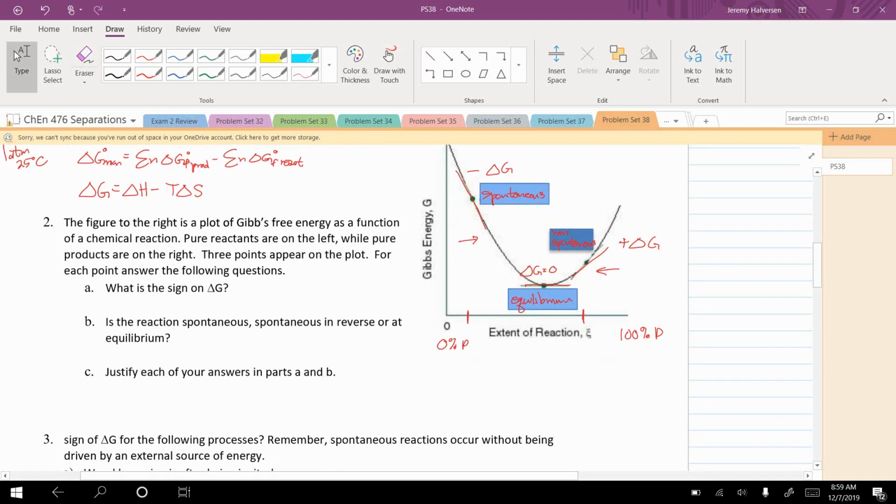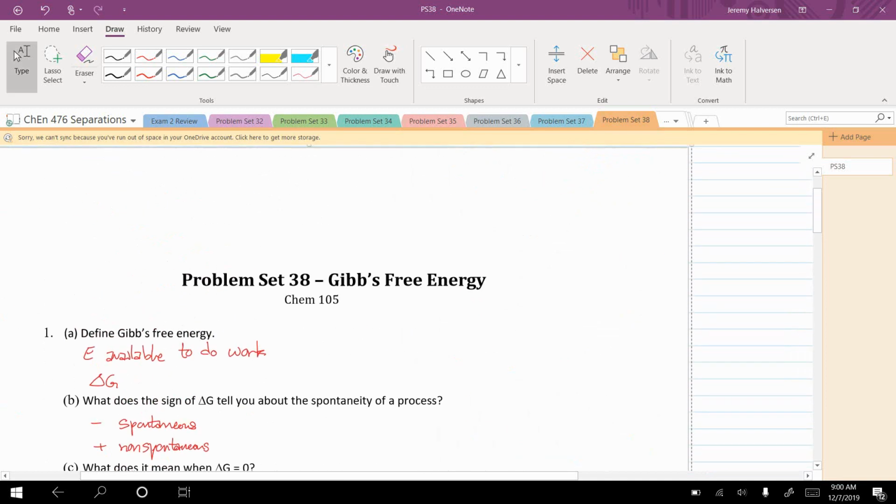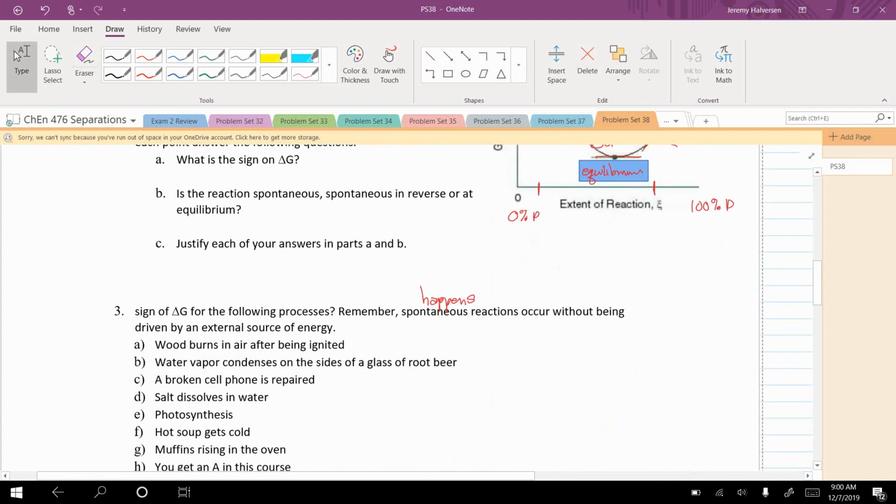All right, number 3, sign of delta G for the following processes. Remember, spontaneous reactions occur without being driven by an external source of energy. Okay, so wood burns in air after being ignited. So really, just like when we were talking about entropy of the universe, we said a spontaneous reaction is one that happens. Okay, and the conditions matter. So wood burns in air after being ignited. Does that happen? Yes, so that means that delta G, which we said is negative for a spontaneous thing, is negative here, because that happens.